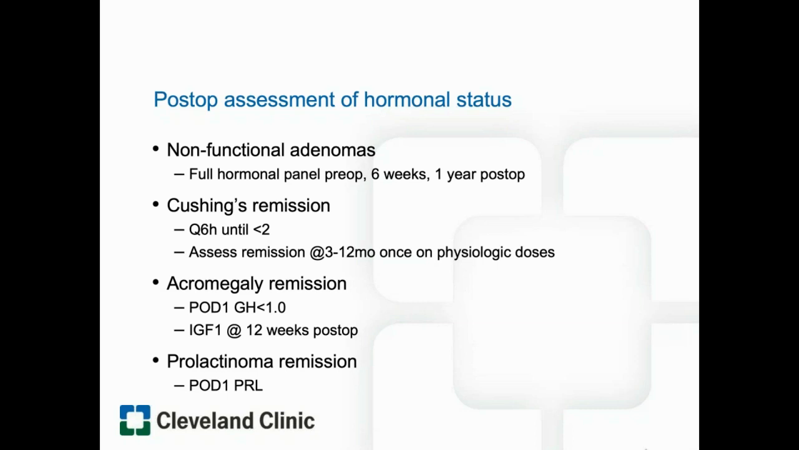For acromegaly, postoperative day 1 in the morning, we check a GH level, and we like to see it less than 1, but we know that's not really a perfect predictor, and some patients who may even be a little bit above 1 can still go into remission. Really, the gold standard test is to recheck the IGF-1 level at 12 weeks. That's the gold standard for assessing for remission in acromegaly. In prolactinomas, in some cases when we do surgery, we can check a level on postoperative day 1, and typically we do see immediate feedback of when those patients may go in remission.